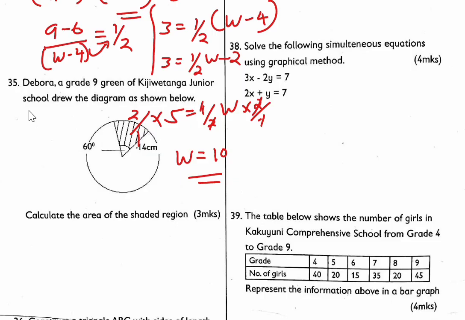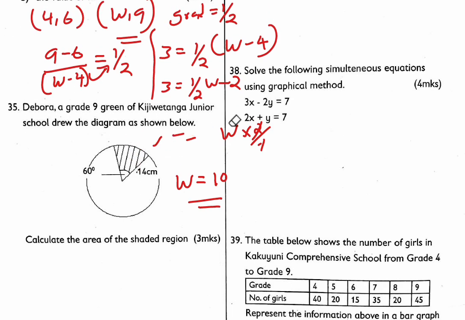Number 5, we have a question here. Deborah, grade 9, Green of Kijitenga Junior School. Draw the diagram as shown below. Allow me to rub here again. This space is very limited, but we're going to squeeze ourselves. Here we have the diagram.